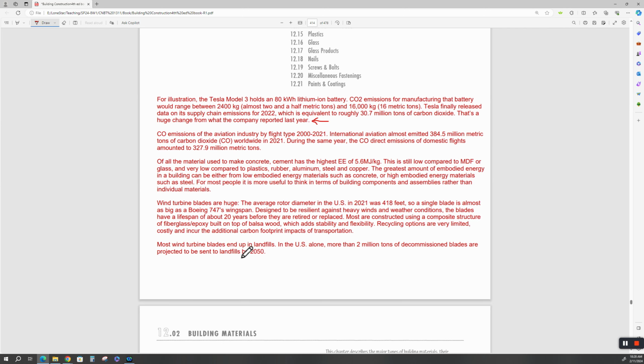Most wind turbine blades, when they're done, end up in landfills. They chop them up and they bury them, and they're going to be there for thousands and thousands of years. In the U.S. alone, more than 2 million tons of decommissioned blades are projected to be sent to landfills by 2050. So now how green is that?